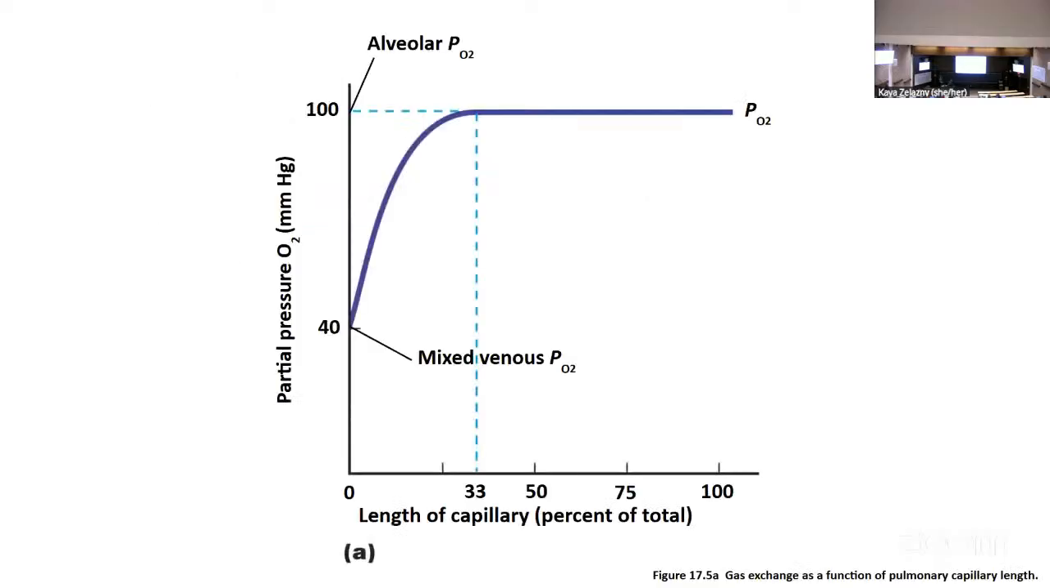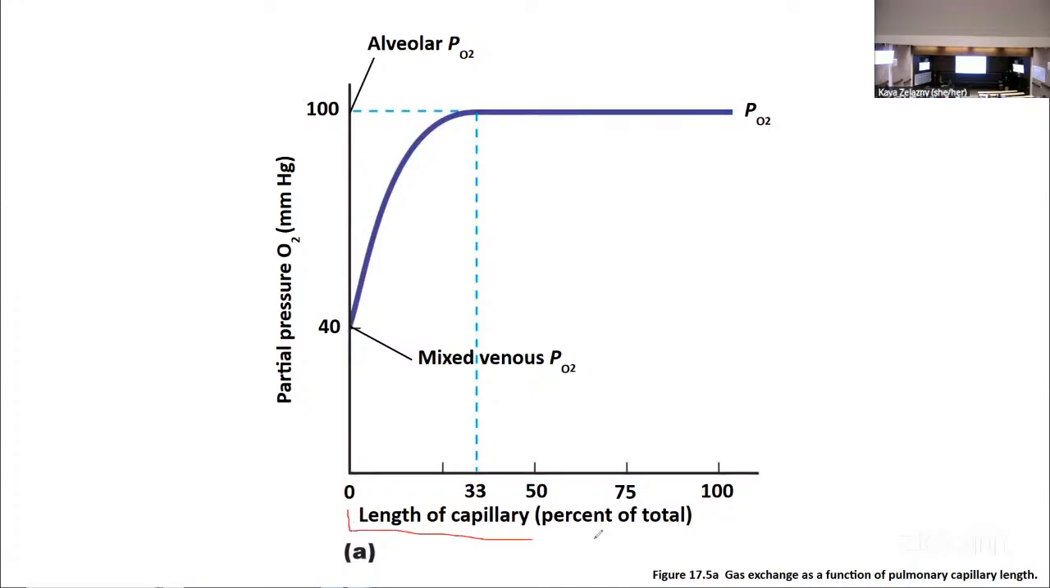All right, so how quickly exactly? We're looking at the length of a pulmonary capillary, with length as 100%, in percentages. And here we're looking at what's going on with our partial pressure of oxygen as you move through the length of a capillary.